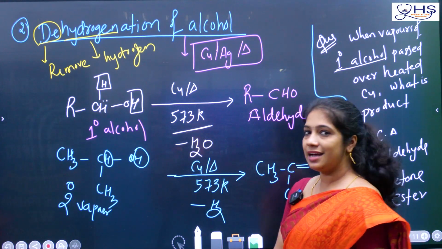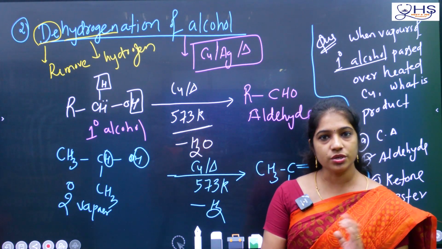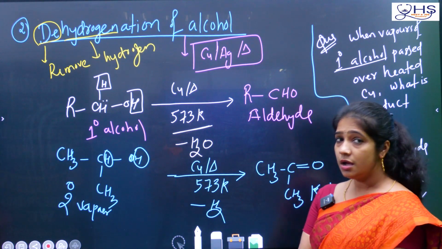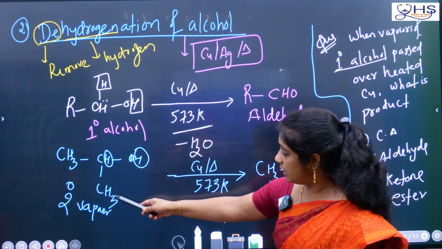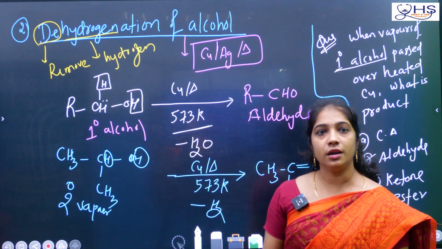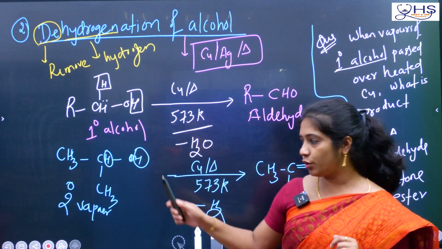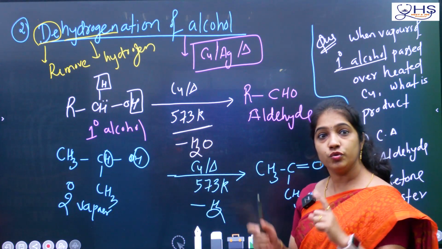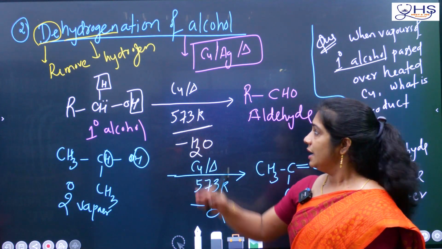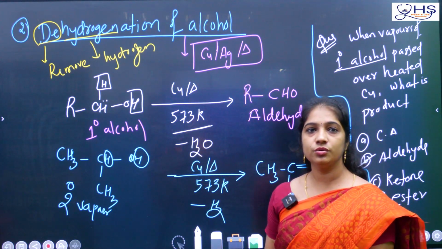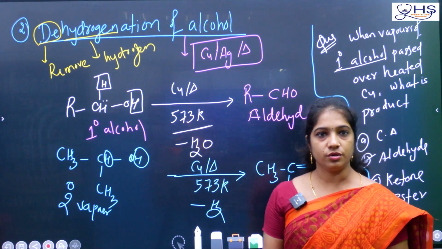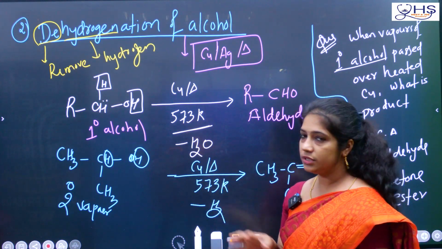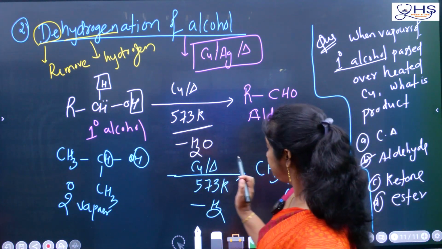And the third way they can ask you is in the form of a conversion question. How can they ask you in the conversion question? This alcohol's name is 1, 2, 3 propane triol. How do you convert the following? Propan-2-ol to acetone. Propan-2-ol to acetone. So in conversion also they can ask you. Complete the equation also they can ask you. They can ask you in that manner also. So please be thorough with this concept.